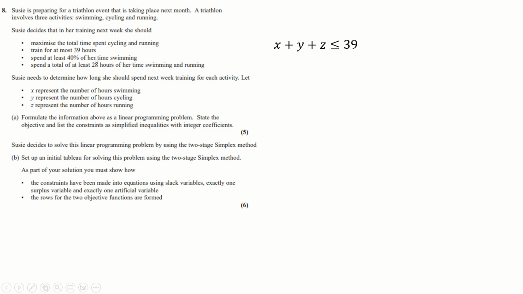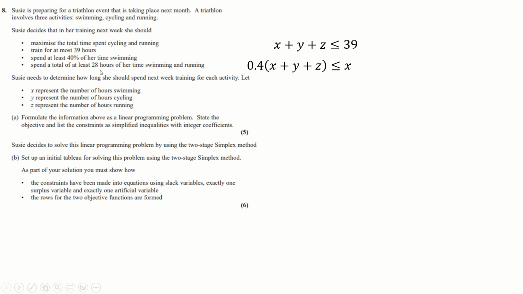Spend 40% of time swimming. This is the hardest one to get, I guess. So 0.4 times all of our activities has got to be less than or equal to the amount of time spent swimming. So 40% of the amount of time she spends doing everything has got to be less than or equal to the amount of time she spends swimming. That's the hardest one, I think, to come up with on your own, but I don't think it's too bad.